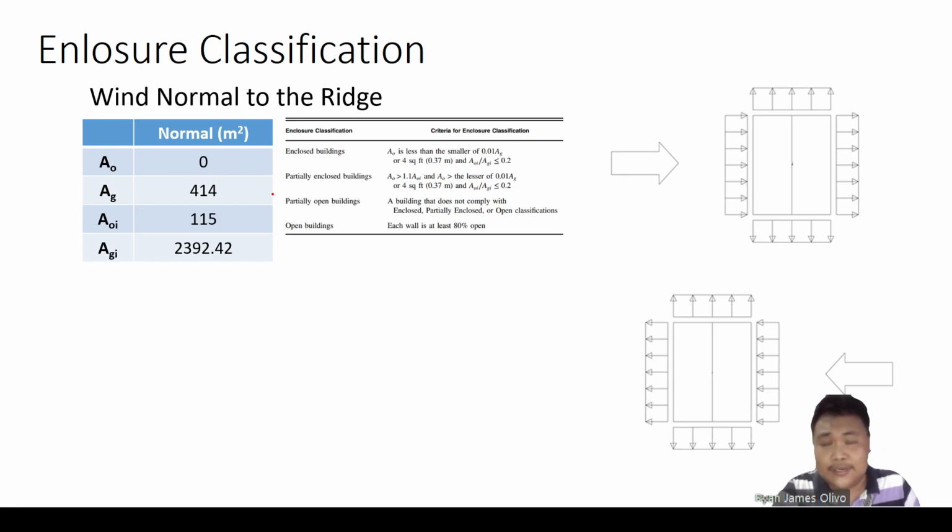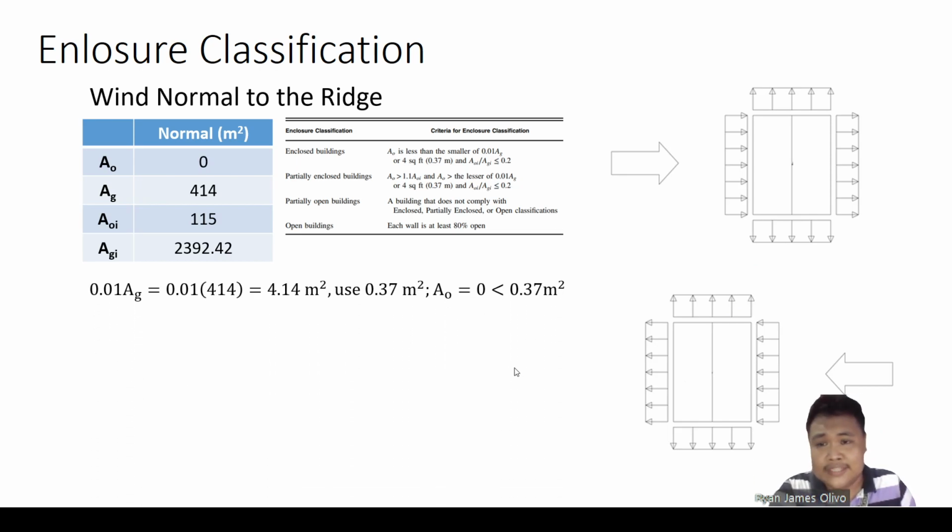AG, as you have seen earlier in the previous slides, is 414, the area of the wall that receives positive pressure. AOI is the other walls or other openings that are not receiving positive wind pressure. Like for example here, this is not receiving positive wind pressure, and it has an opening, the door, 115 square meters. And AGI is just the total gross surface area minus 414.